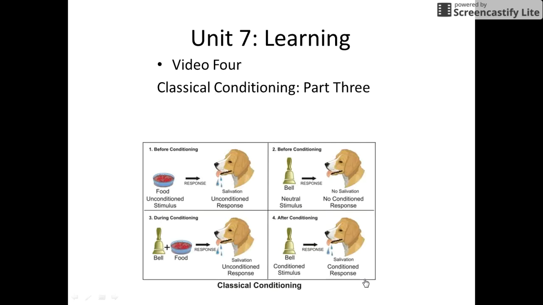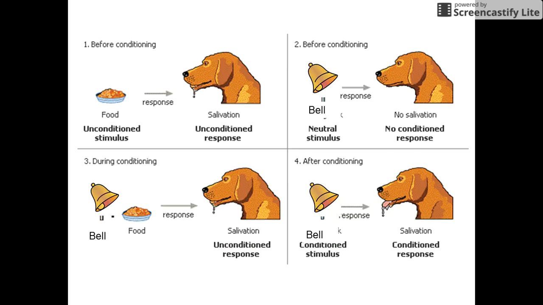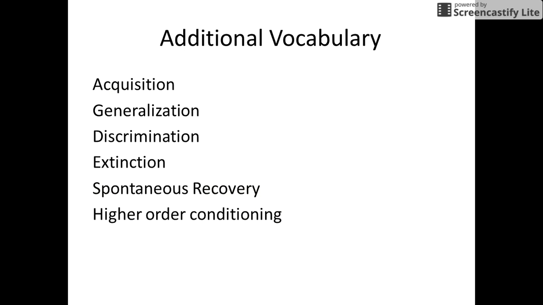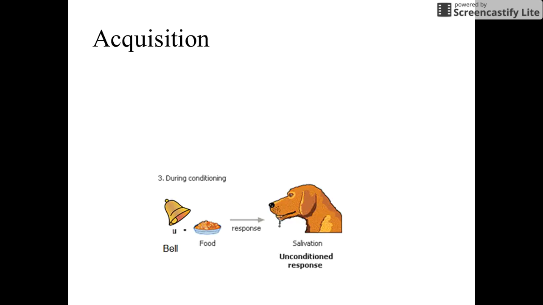Okay, so this is Unit 7 Learning, and this is video 4, and this is the third part on classical conditioning. So I had to add an additional video to go over the vocab. We've been talking a lot about classical conditioning and the different components. These are some additional vocab terms you do need to know. So you want to stop it, pause it, and jot the terms down. Acquisition, generalization, discrimination, extinction, spontaneous recovery, and higher order conditioning.